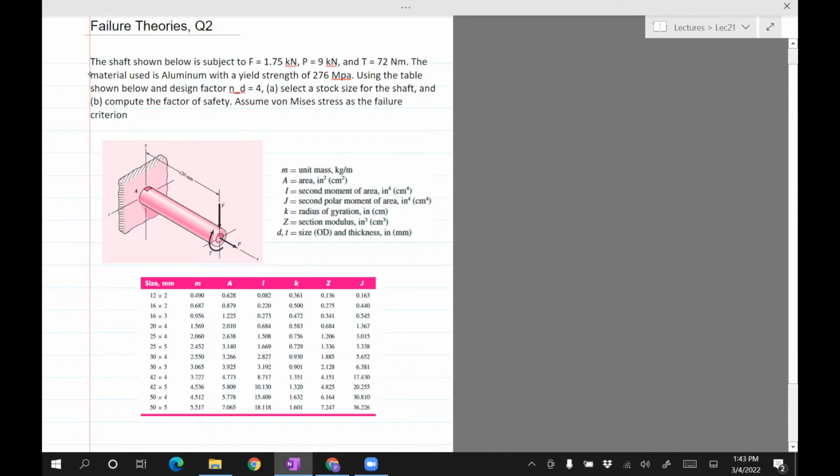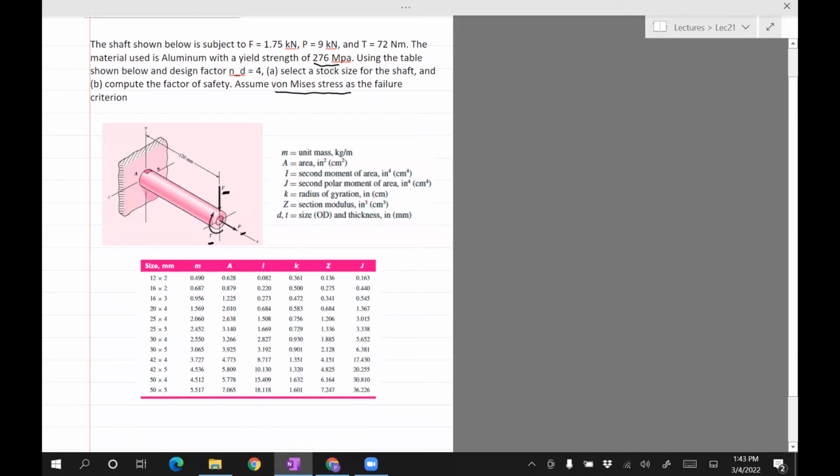The shaft shown below is subject to a force F, load P, and a torque T. The material used is aluminum with a yield strength of 276 MPa. Using the table shown below and a design factor of nd equals 4, select a stock size for the shaft and compute the factor of safety. Assume von Mises stress as the failure criterion.